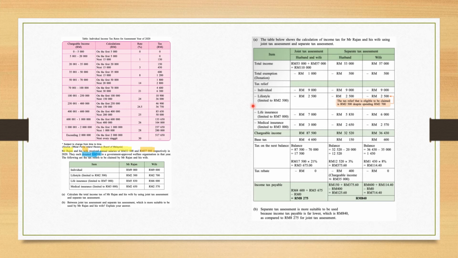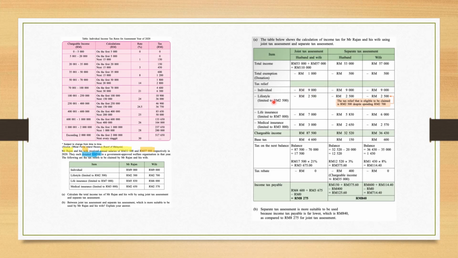For lifestyle, here's the interesting part: lifestyle, life insurance, and medical insurance. All these three figures have a particular limiting factor amount. As I mentioned previously, 2,500 and 2,700, you have to aggregate the amount for husband and wife. But why are we using only 2,500 ringgit? Because it says here limited to 2,500 ringgit for the lifestyle figure. If we add both figures together, 2,500 plus 2,700 is 5,200 ringgit, which is definitely more than 2,500 ringgit, and the question asks you to limit the figure to 2,500. As you can see here, 2,500 ringgit.